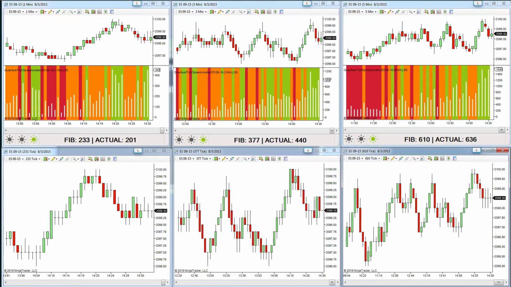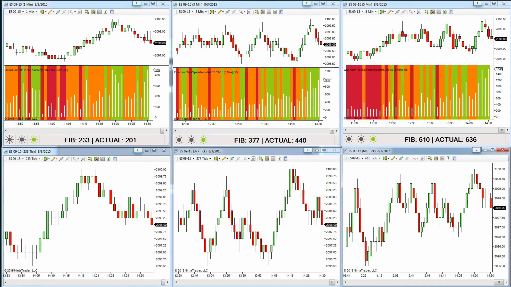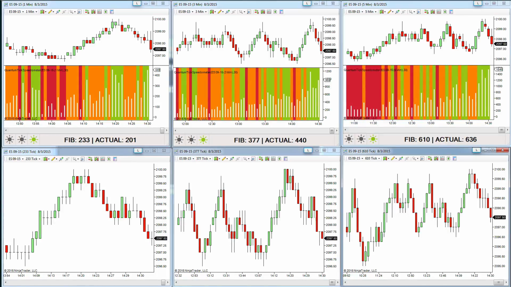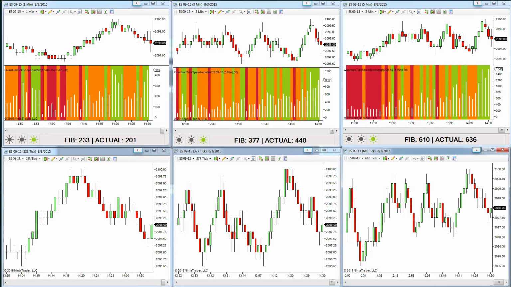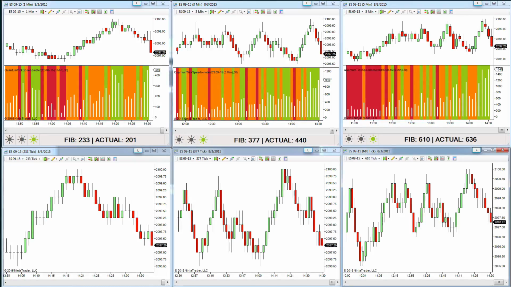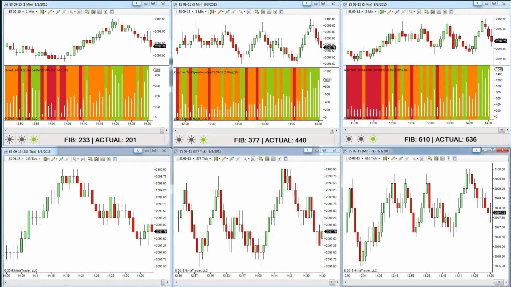So here we go. We're starting on the physical open now. We're still running in green. We're on 233 versus 201 on the 1 minute, 377 versus 440 on the 3 minute, and on the 5 minute, 610 and 636. And now we'll just wait to see. And of course, the first indicator that we'll need to change is where we're trading on the 1 minute. That's the first one that will change to reflect the tick activity on the opening minute bar.